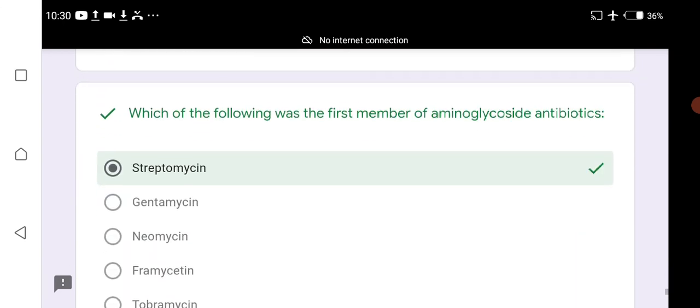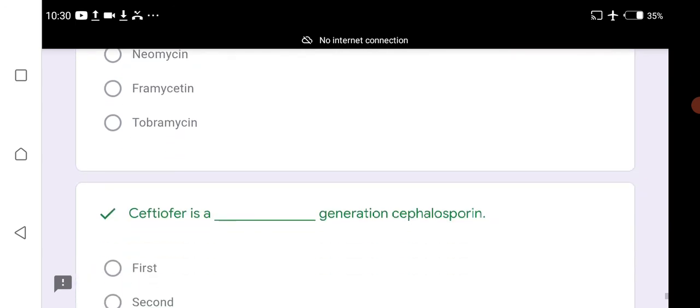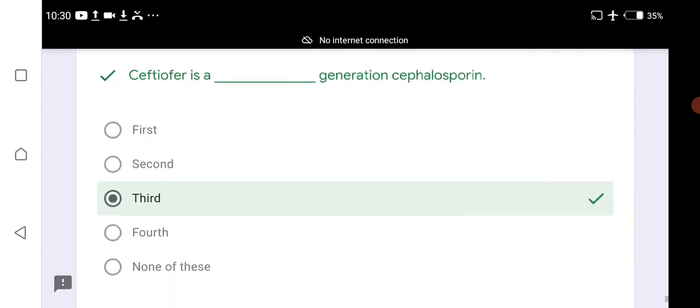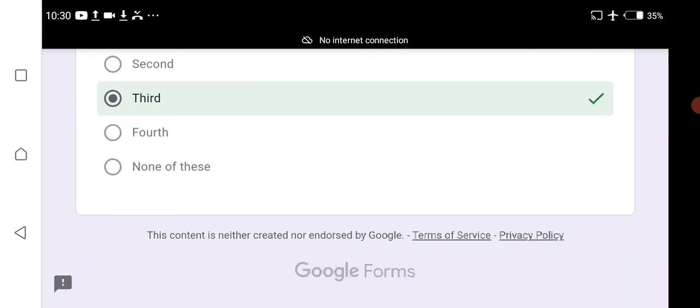Which of the following was the first member of aminoglycoside antibiotics? Streptomycin was the first aminoglycoside. Ceftiofur is a third generation cephalosporin.